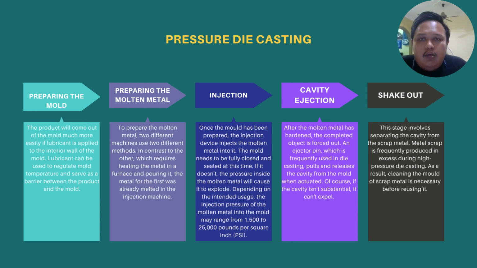The second step is preparing the molten metal. To prepare the molten metal, the different machines use two different methods. In contrast to the other, which requires heating the metal in a furnace and pouring it, the metal for the first was already molten in the injection machine.